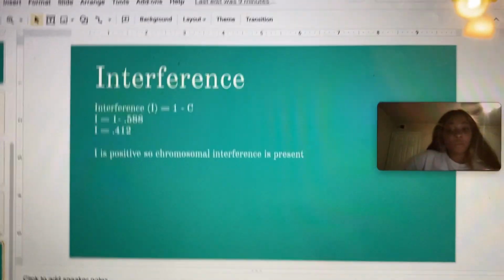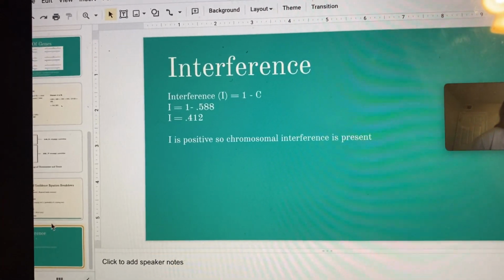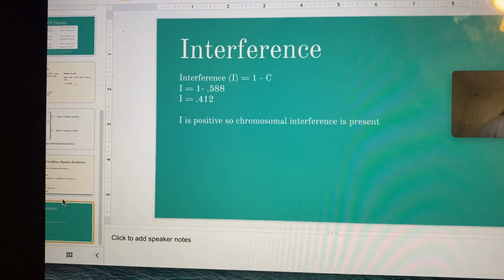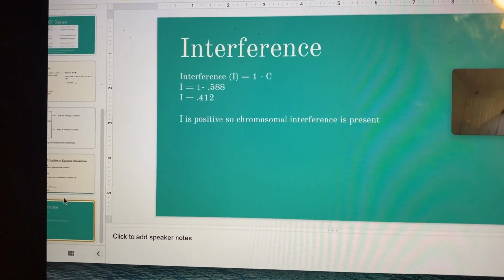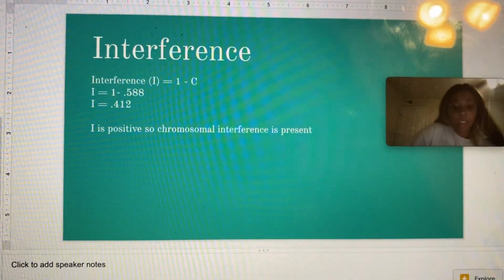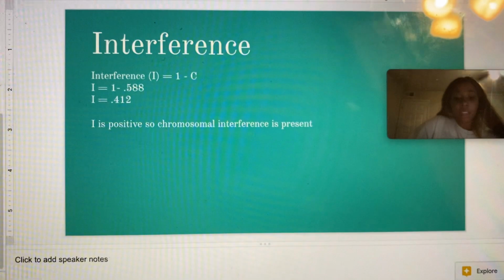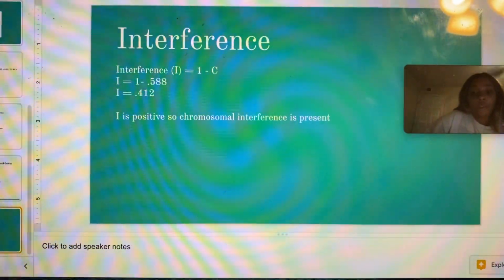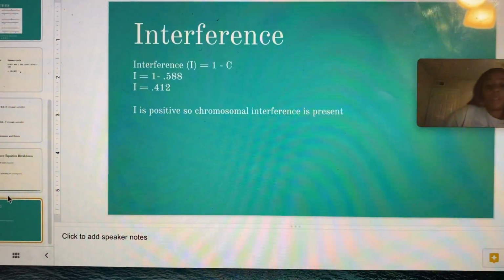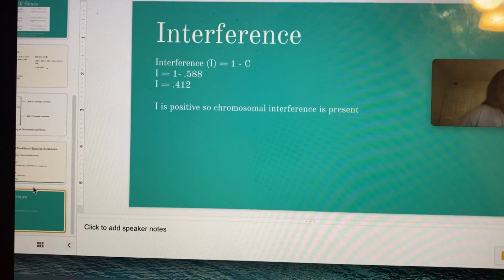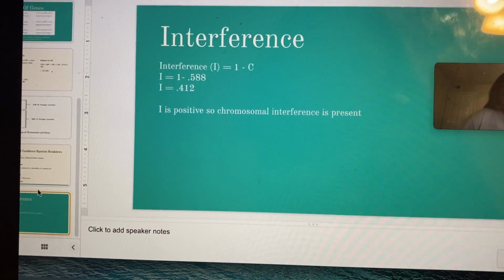Lastly, the interference equation, which is I equals 1 minus C, and we had that value shown earlier. So I showed here in my math, I did 1 minus 0.588 to equal I equals 0.412. And because this is a positive value, chromosomal interference is present.